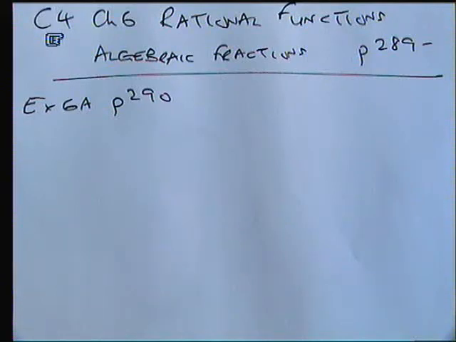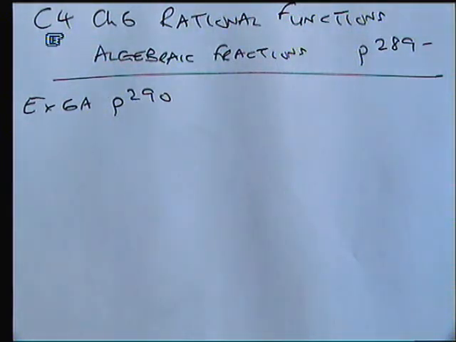For chapter 6, rational functions, it's basically algebraic fractions. It starts on page 289. If you can find page 290, exercise 6A, I'm going to try and convince you that you can do all this stuff anyway. Ian, have you found page 290?